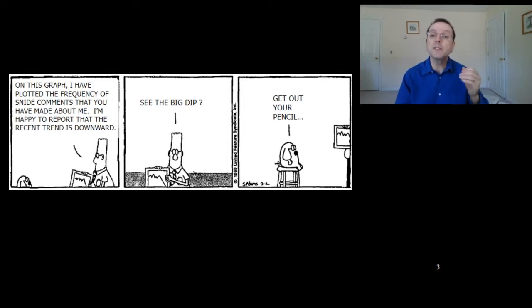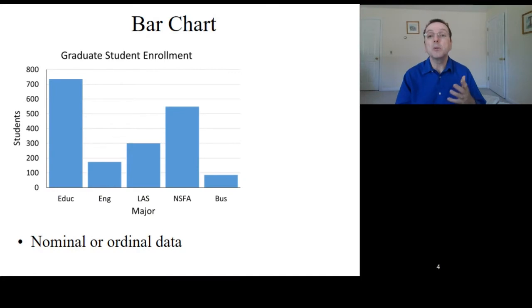Now, our choice of which figure to use often depends on the type of data that we're graphing. One of the most common ways to present data is with what's called a bar chart, also known as a bar graph. Bar charts are a way of illustrating the frequency distribution for a nominal categorical variable or for an ordinal variable. Here's an illustration of graduate student enrollment in the University of Maine in 2017 based on student major.